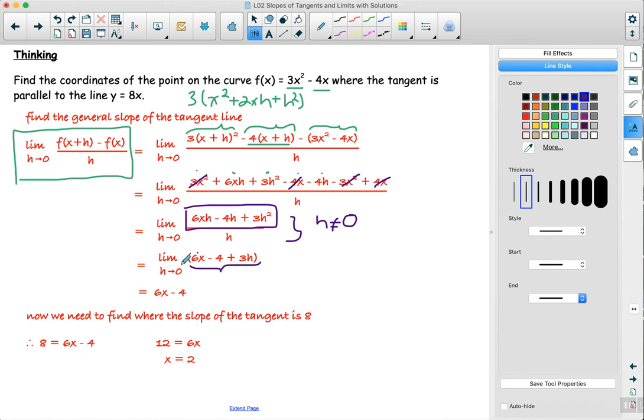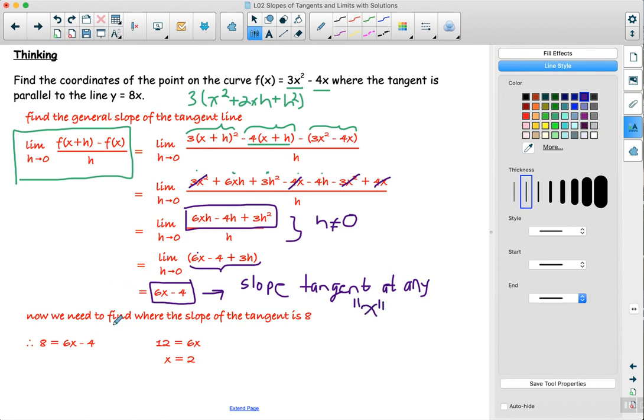The difference quotient, now simplified, has become the limit as h goes to 0 of 6x minus 4 plus 3h. And if you allow h to be 0, 3 times 0 is 0, you're just going to be left with this, 6x minus 4. So this will give me the slope of the tangent anywhere. So this is the slope of the tangent at any x. And then just reminding you, in this particular question, we're trying to figure out for what x value the slope of the tangent would be 8.